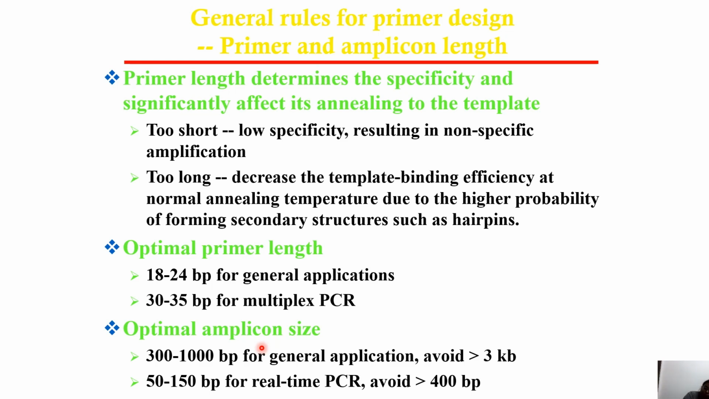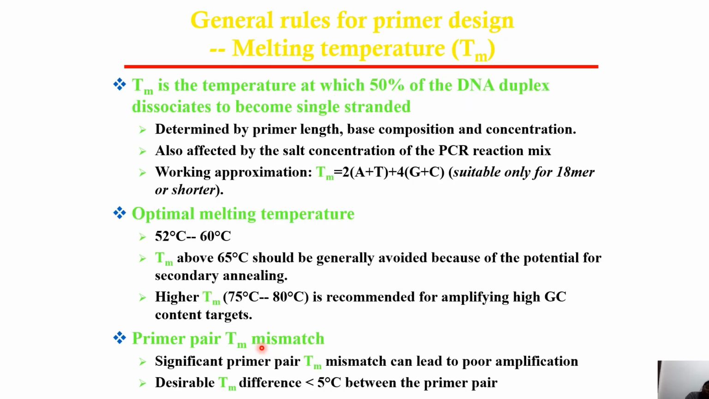Then we have the optimal primer length. It is 18 to 24 base pairs for general applications, 30 to 35 base pairs for multiplex PCR. Then you have the optimal amplicon size, which is 300 to 1000 base pairs for general applications. You should avoid greater than 3 kilobases, and 50 to 150 base pairs for real-time PCR. You should avoid greater than 400 base pairs.